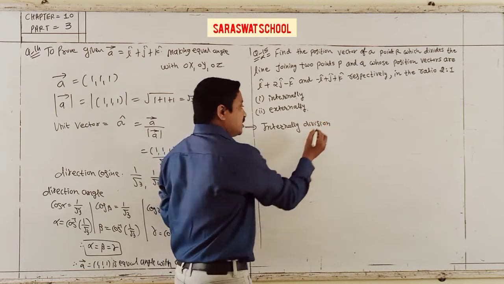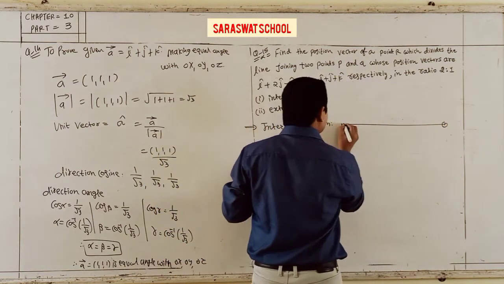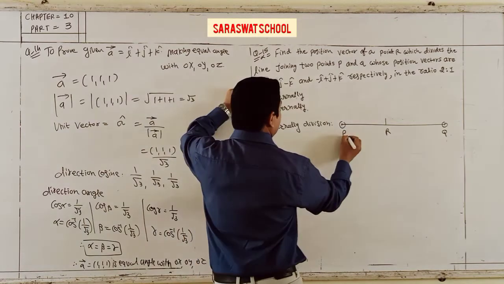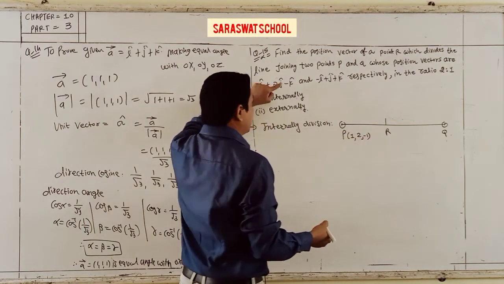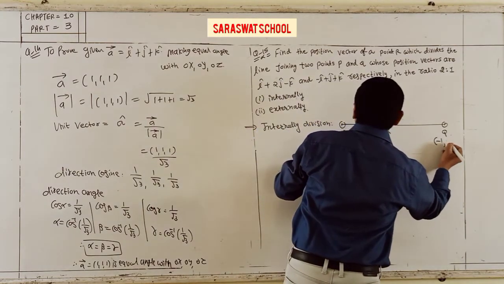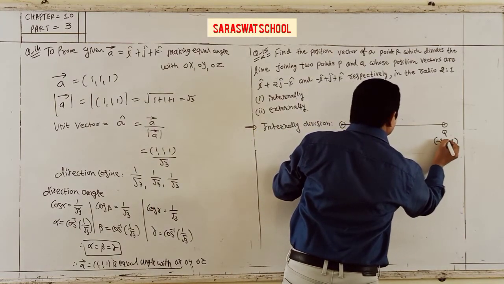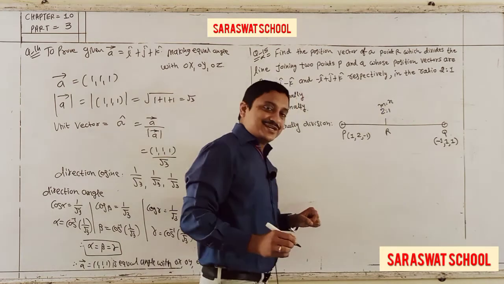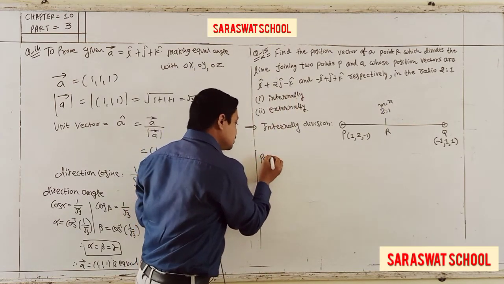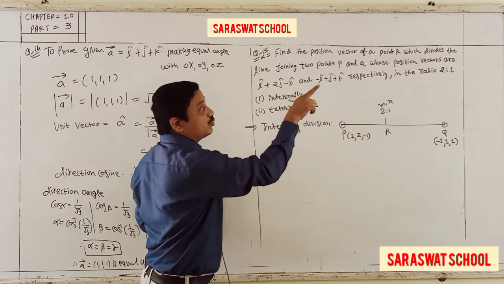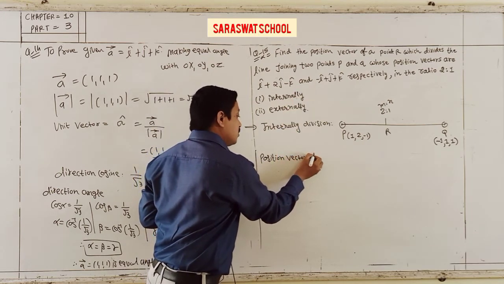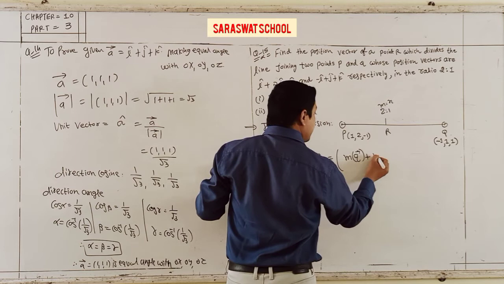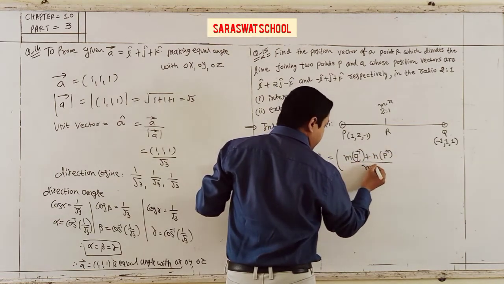In internal division you can just draw the diagram. Here are P, Q, and that's R. P is 1 2 -1, Q is -1 1 1, and R divides in the ratio 2:1. You know the property: for ratio m:n, our target, the position vector of R, is m of Q plus n of P by m plus n.